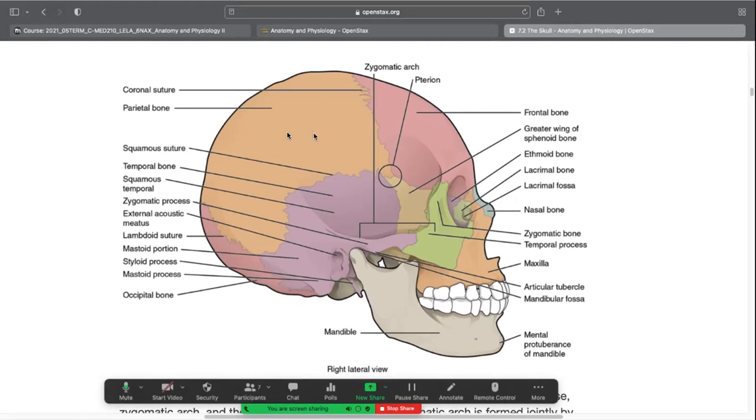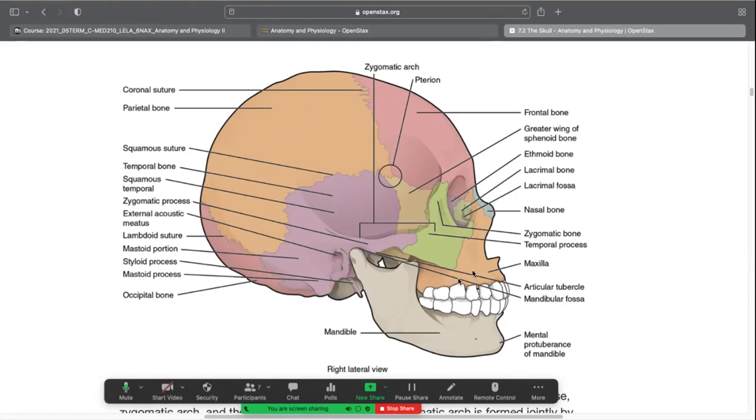Of course, your frontal bone, one of the pair of your parietal bones. Right here is your temporal bone. You have your external acoustic meatus. This is going to lead into your ear canal, your inner ear, right? You have your mastoid process, or this little thing that's sticking out here. The bone in the back is called your occipital.